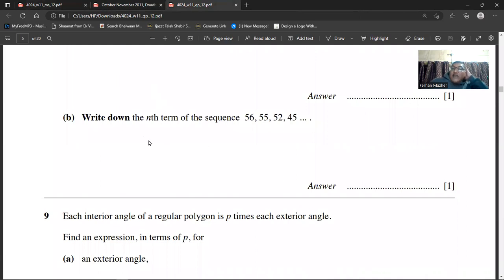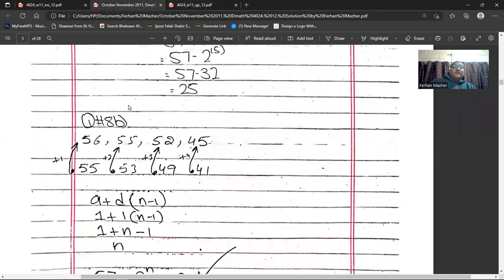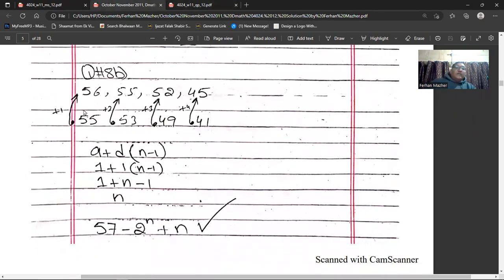He says write down the nth term of the sequence 56, 55, 52, 45. So see, here I'm not going to use any particular formula. Here I'm going to do it with the help of the pattern. So I will try to find out the pattern between this sequence and this sequence. Here you can see in 55 I added 1, I got 56. In 53 I added 2, I got 55. In 49 I added 3, I got 52. In 41 I added 4, I got 45. So that's the pattern.